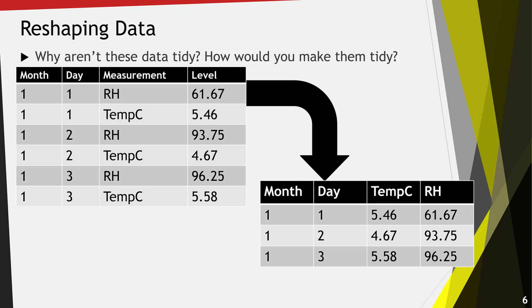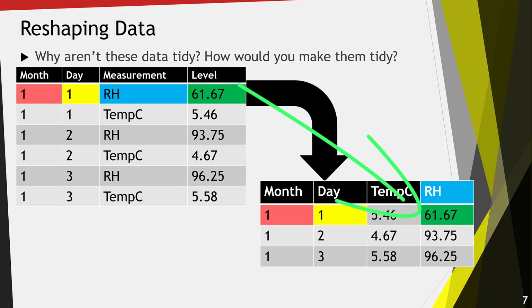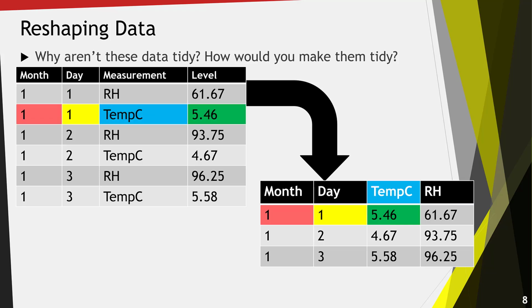But let's think about precisely what's happening here. What I'd like to do is rearrange my data so the month column and the day column are preserved. I take that first piece of information, relative humidity of 61.67, and I put it in a column called RH in my output table. On that same row of my output table, I'd like information from the second observation of my source table, the temperature of 5.46.